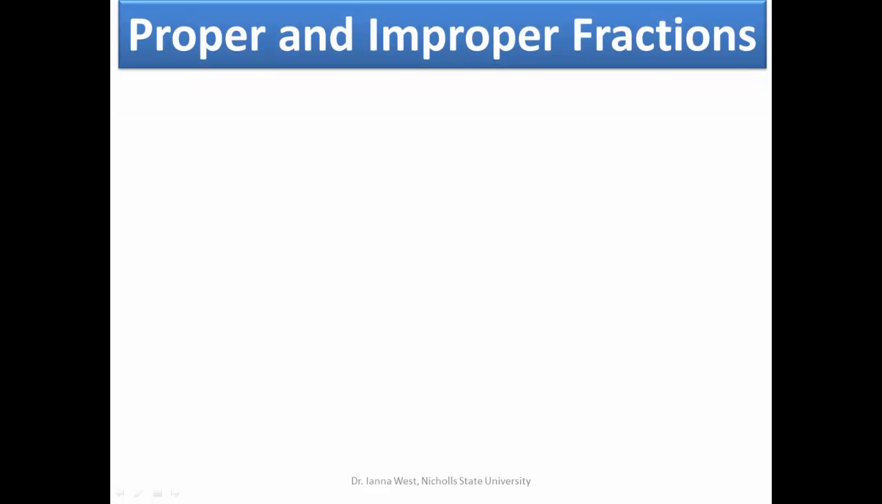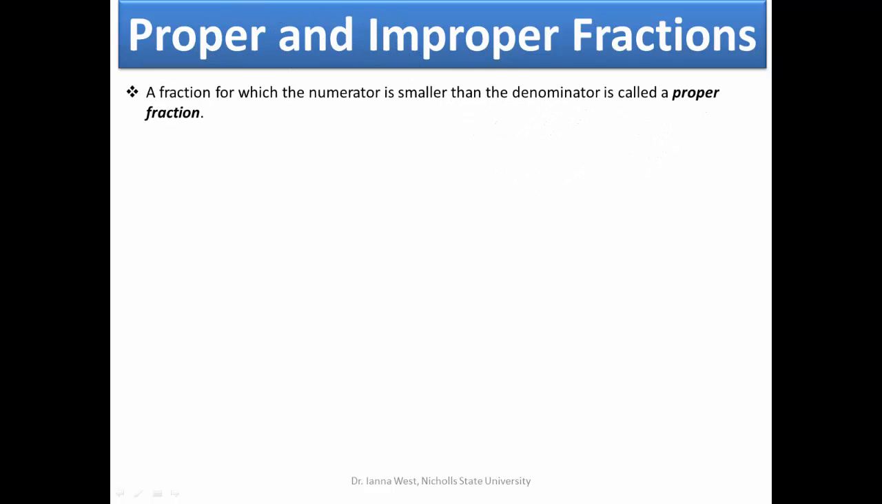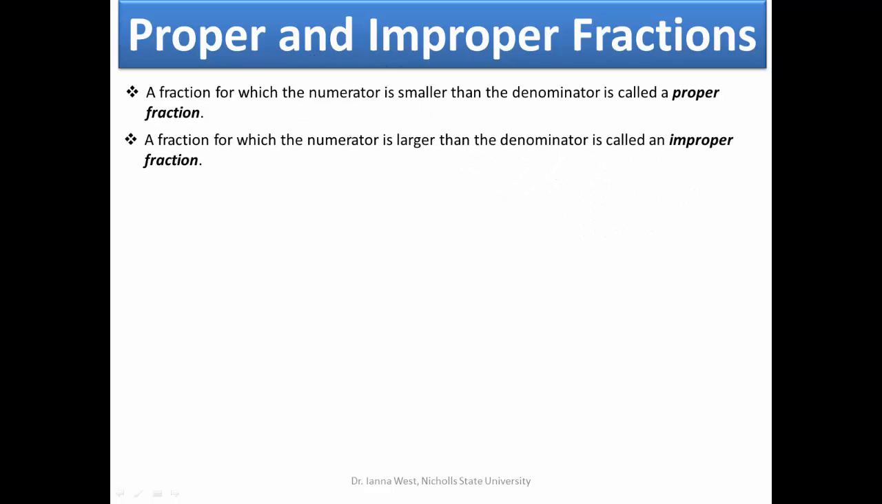We will now briefly look at the difference between proper and improper fractions. A fraction for which the numerator is smaller than the denominator is called a proper fraction. A fraction for which the numerator is larger than the denominator is called an improper fraction. Some believe that when the numerator and the denominator are equal, this is also considered an improper fraction.